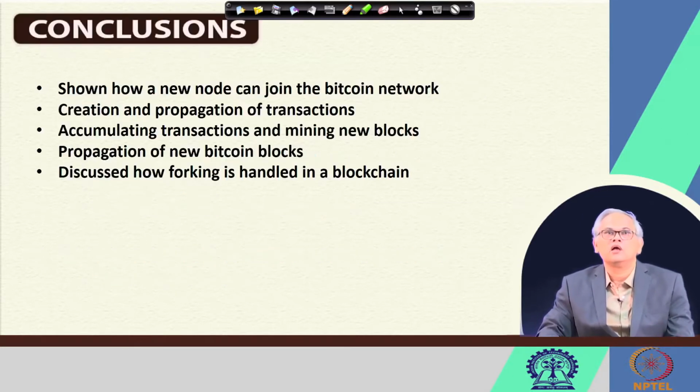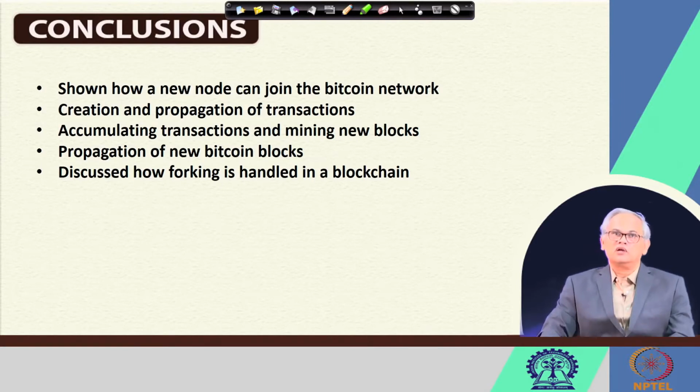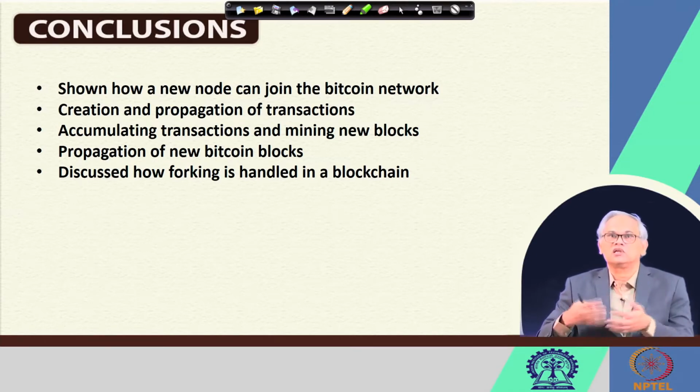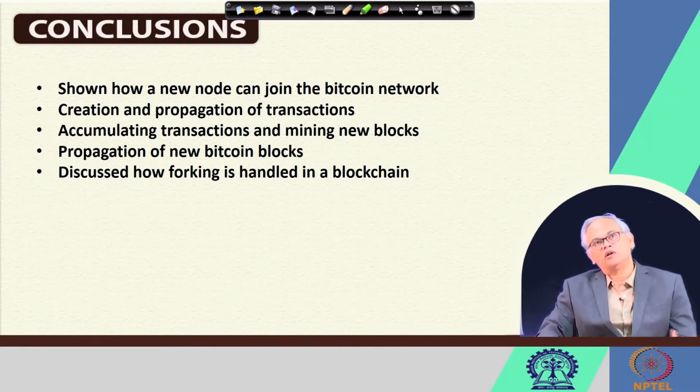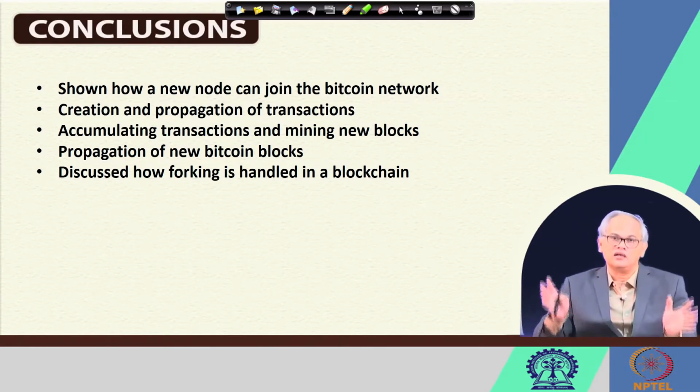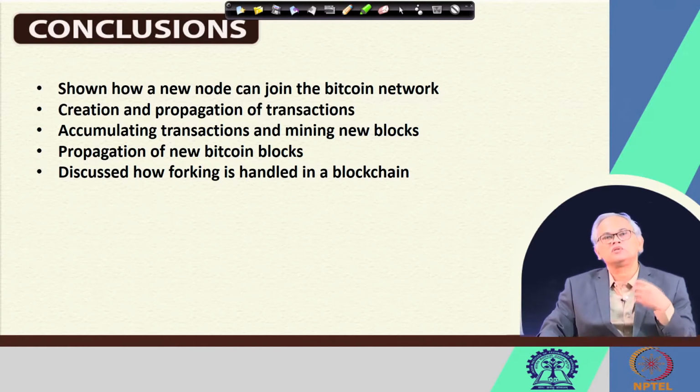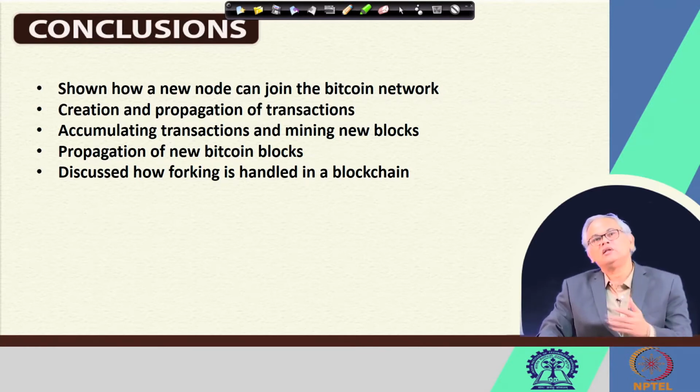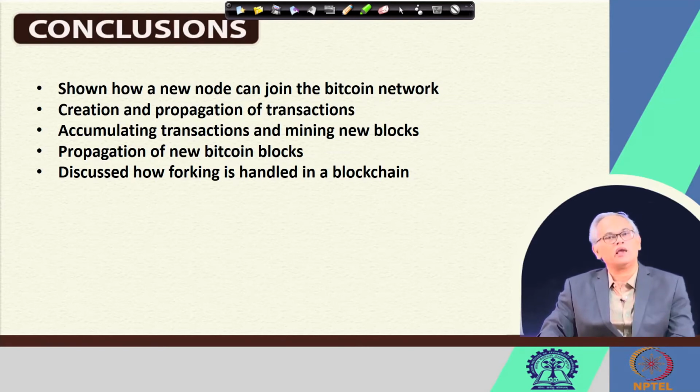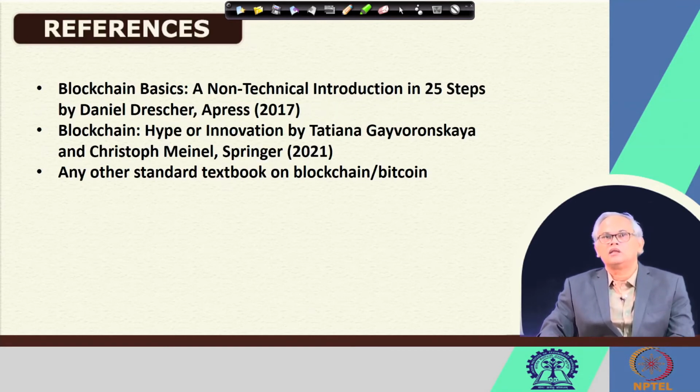So, to conclude, we have shown in detail how a new node can join the Bitcoin network, the steps, the creation and propagation of first the transactions, accumulating of the transactions and mining of new blocks, and then how the new Bitcoin blocks get propagated in the entire network. And also we have discussed how forking is handled in a blockchain by only maintaining the longest chain, the rest will be dying out. And these are the references.